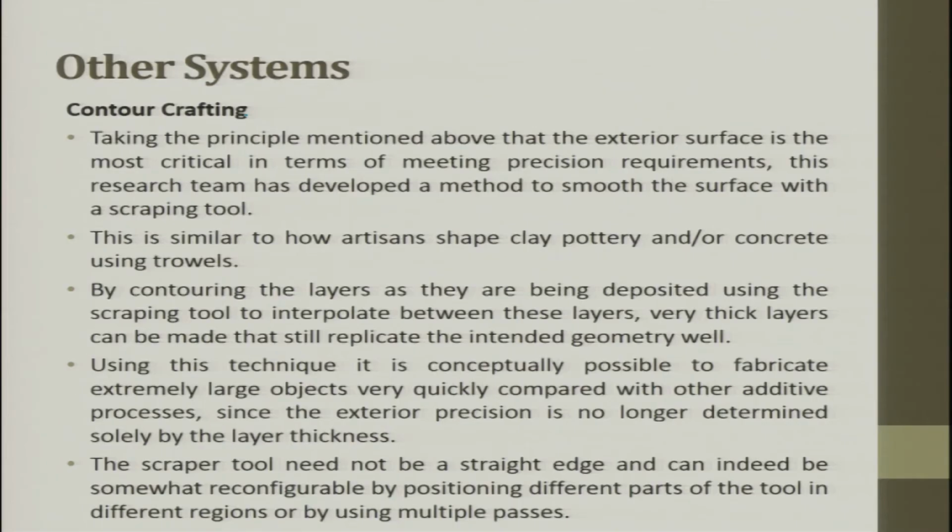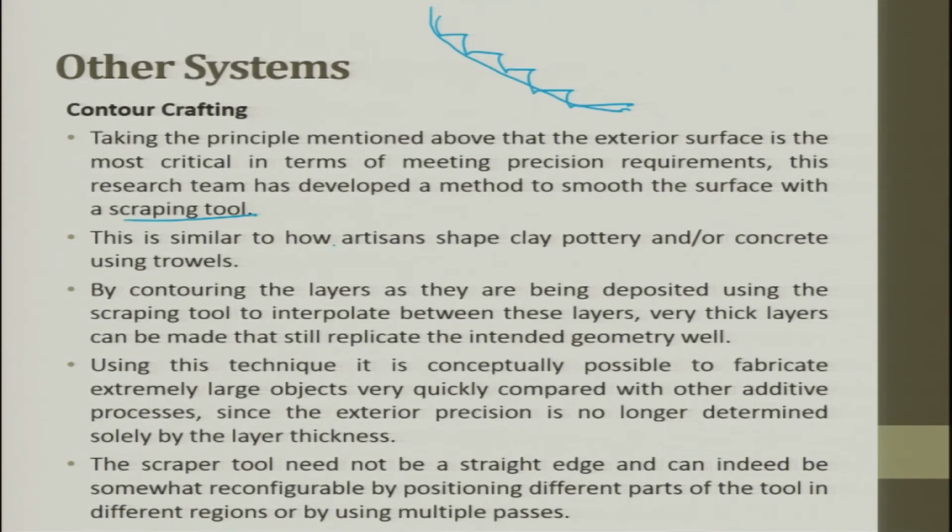In contour crafting, taking the principle mentioned above, the exterior surface is most critical in terms of meeting precision requirements. This research team has developed a method to smoothen the surface with a scraping tool. So, suppose you have a pattern like this. You try to smoothen it by using a tool. Why? Because it is a polymer material. If I can play with the temperature, the scaffold is not rigid or solid. So, I just use a blade or a hot wire and sweep it around to smoothen the surface. That is what is meant by the scraping tool.